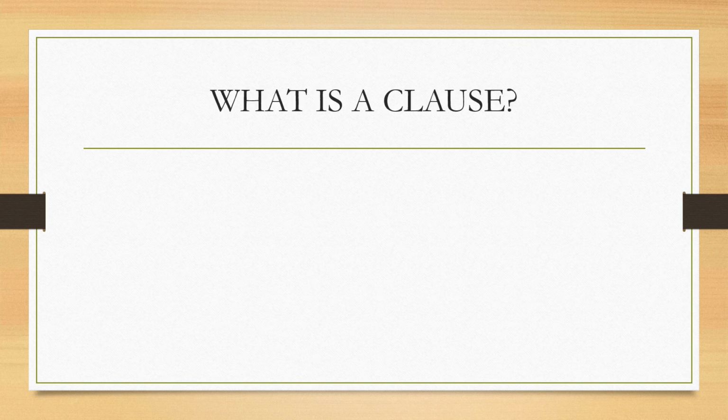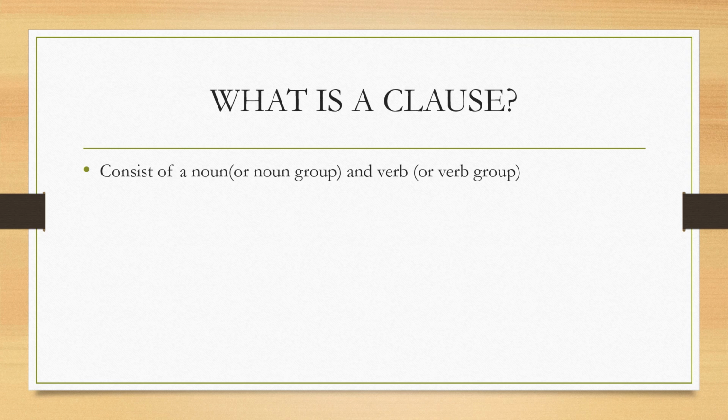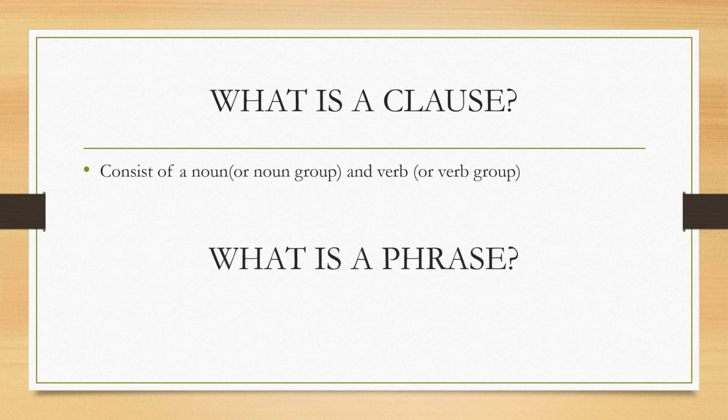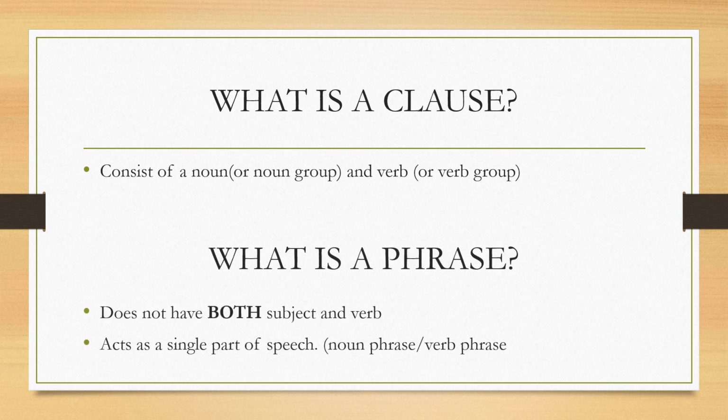So, what is a clause, ladies and gentlemen? A clause consists of a noun or a noun group and a verb or a verb group. So a subject and a verb. So then what is a phrase? A phrase does not have both a subject and a verb and acts as a single part of speech.